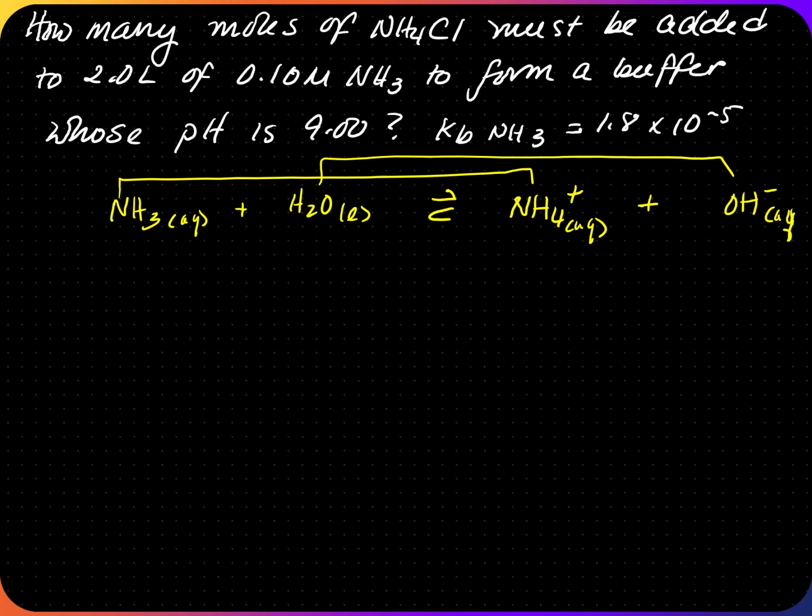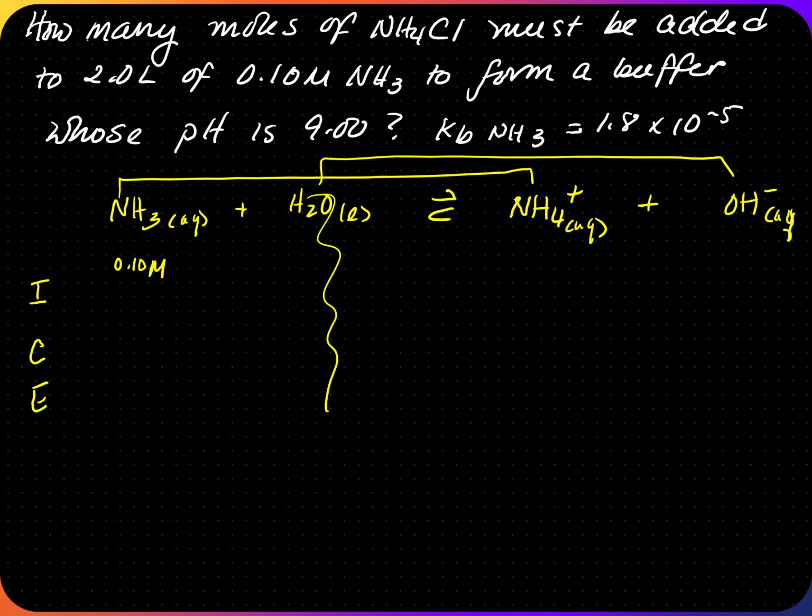So a lot of times when you have a base, it is easier if you react it with water and do a Bronsted-Lowry acid-base. We're going to also do an ICE table. So we know how much of the ammonia. So the ammonia is going to be 0.10 molar. Water does not count because it's a liquid, and liquids are not part of the equilibrium equation.